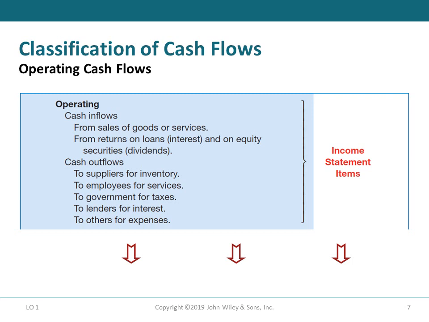Also, we see five sources of cash outflow. The first, cash outflow to suppliers for the purchase of inventory. Also, cash payments to employees, cash payment to government for taxes, cash payment to lenders for interest, and cash payment for other expenses.